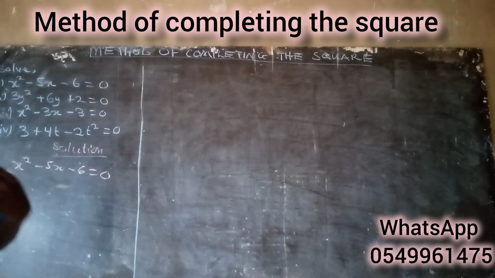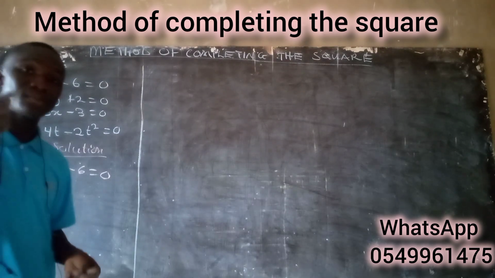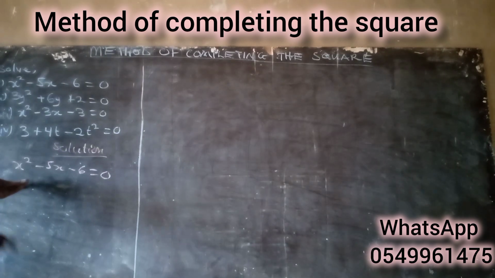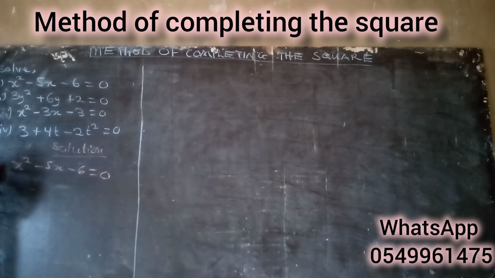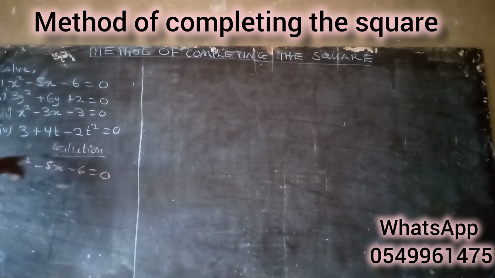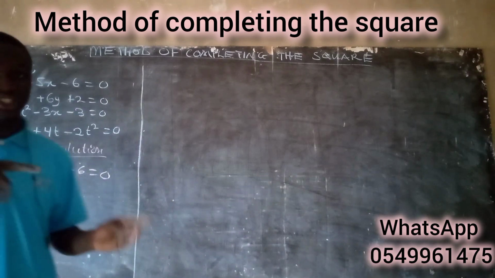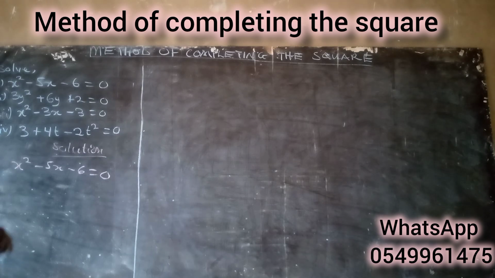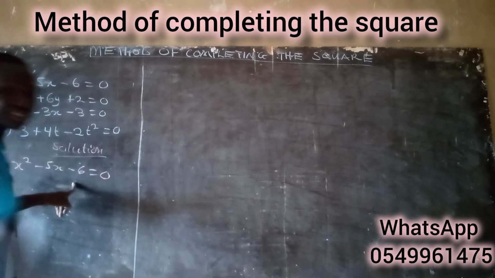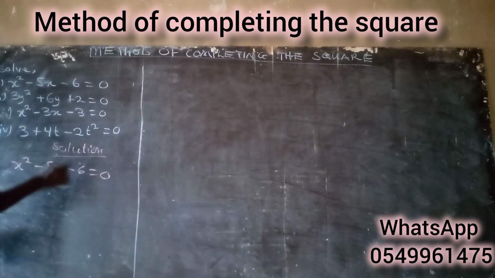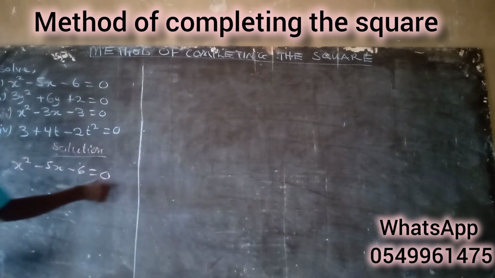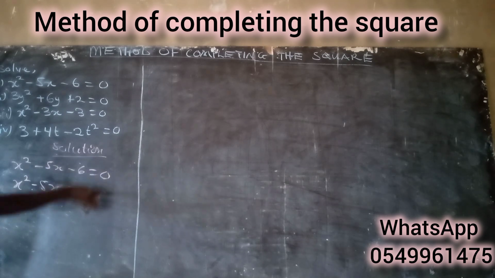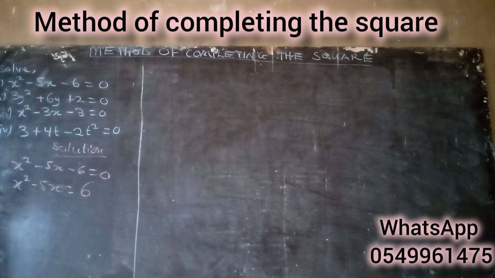So what you have to do first is make the coefficient of x squared be 1. And here it is already 1. So that step is checked. Now the next step is that you have to transpose negative 6 to the right side of the equation. So we have x squared minus 5x is equal to, it becomes positive 6.